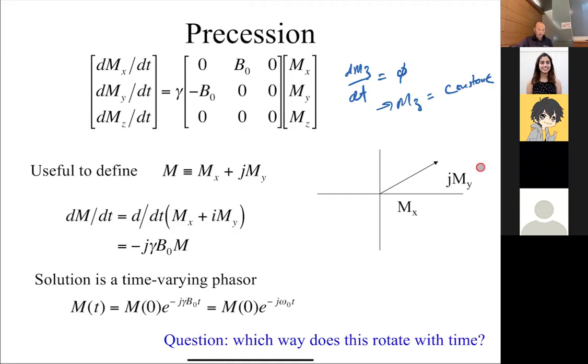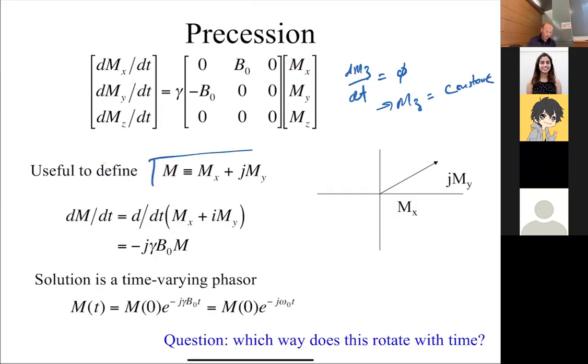So what's the more interesting thing is we want to look at this one here, which is dMx/dt equals gamma B0 times My. dMy/dt will turn out to be minus gamma B0 times Mx, right? If you do the matrix multiplication. So here's probably the most critical part.